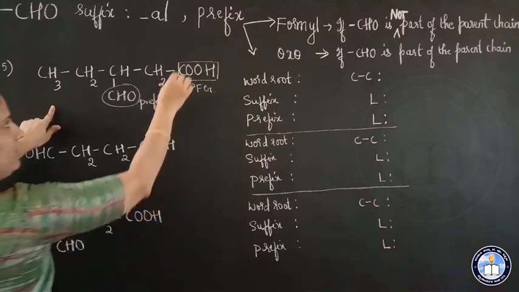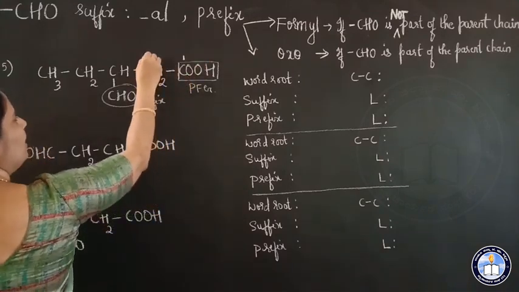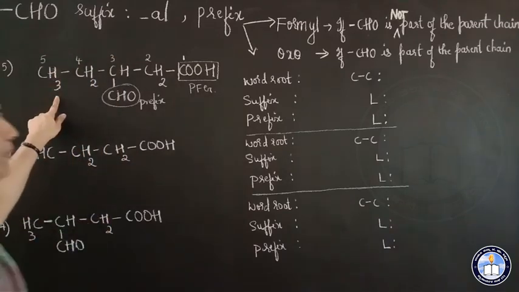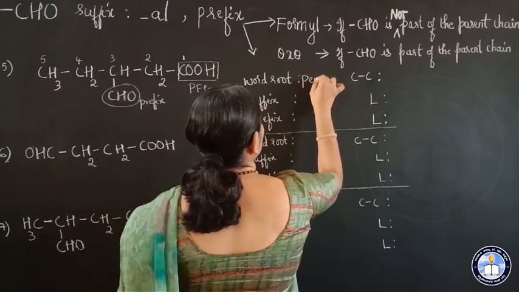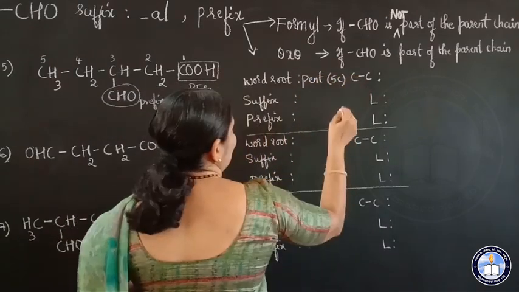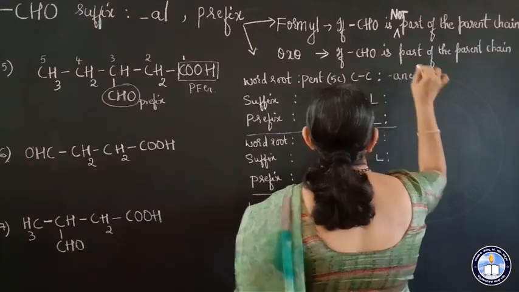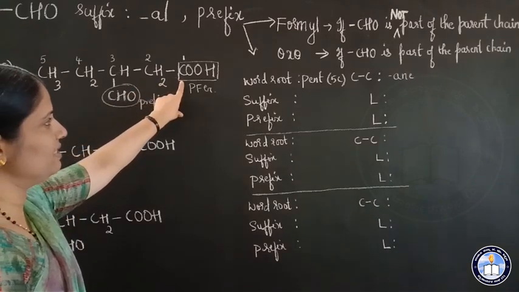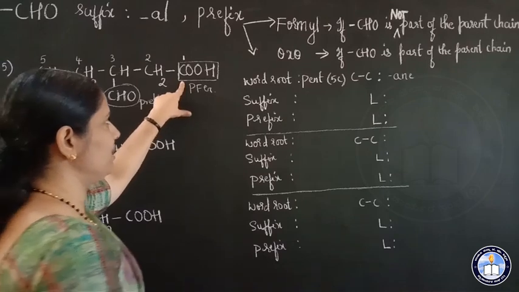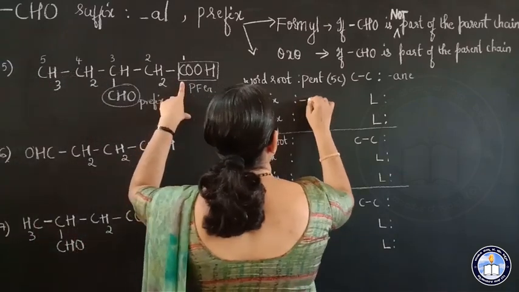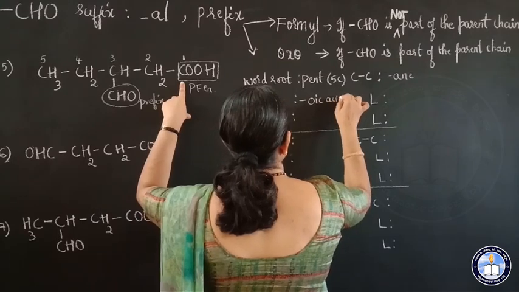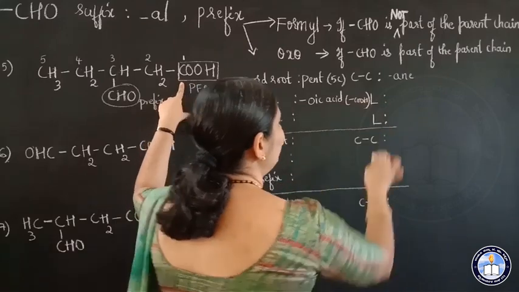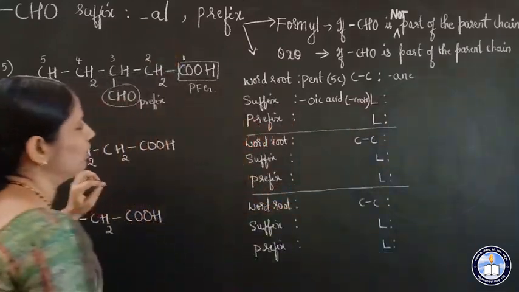So numbering the parent chain, carbon atom of COOH group is 1, this is 2, 3, 4, 5. Since 5 carbon atoms, word root is pent. Carbon-carbon single bonds, so ANE you have to add to the word root. Now, what will be the suffix? COOH is the principal functional group, so suffix is oic acid. COOH group, now locant, no need to write. 1 it is, so not required.